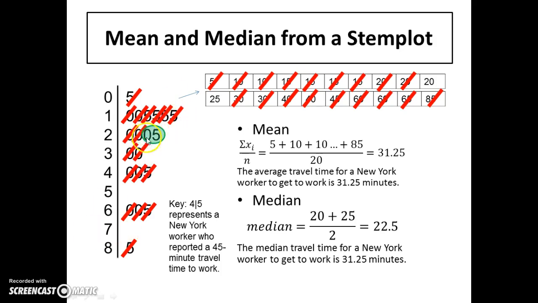These stems and leaves represent 20 and 25. It's the same thing that I had here. So I can calculate the median to be 22.5 minutes. The median travel time for a New York worker to get to work is not 31.25 minutes, it's 22.5 minutes.